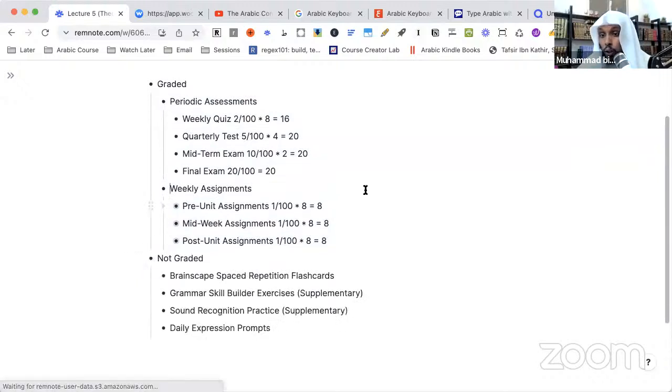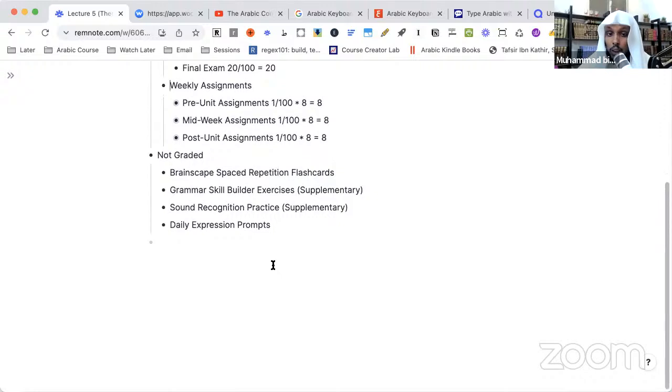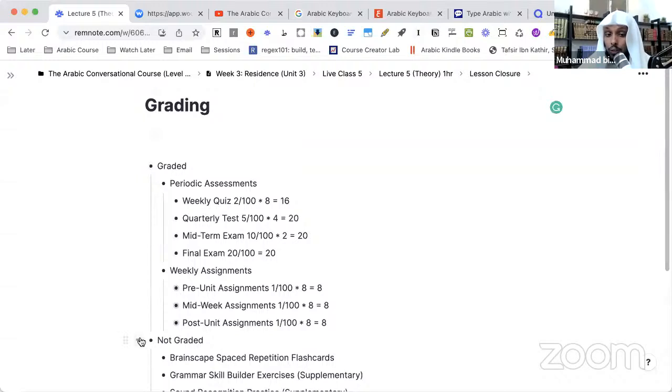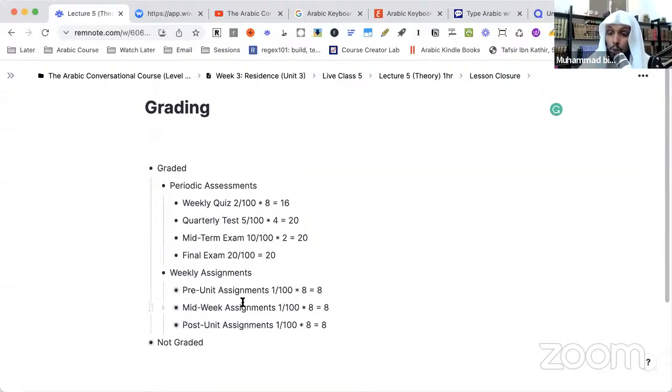Those things that are optional, not graded, such as the flashcards or the grammar skill builder exercises or the sound recognition practice or the daily expression prompts or these sorts of things, they're not graded, all right? They're optional, which means it's just extra work for those of you that have extra time, okay, that want to take things further. Okay, and there are more not graded exercises that I have in mind, which I might not post now. I don't want to intimidate anyone. But those of you that need more, just ask for it. There's more in store, inshallah.